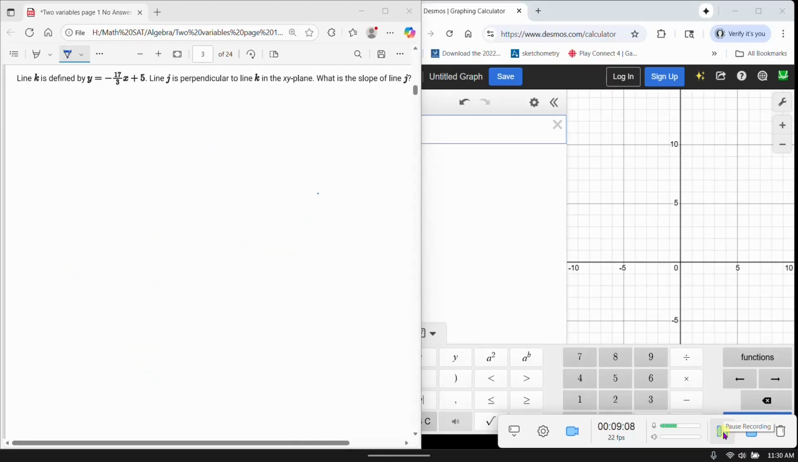Next question. So they want to find the line J, which is perpendicular to the line K. Given this, what is the slope of J? So to recall, perpendicular means you're making a 90-degree angle with another line. That's what perpendicular is. So based on the line K, we have the slope is negative 17 over 3.